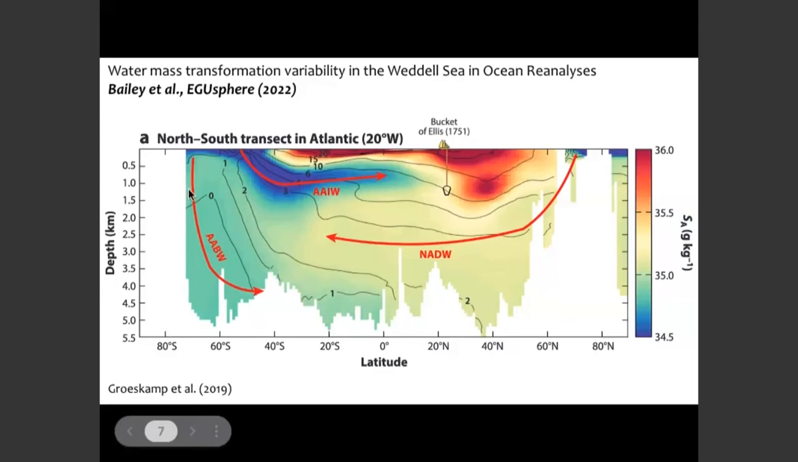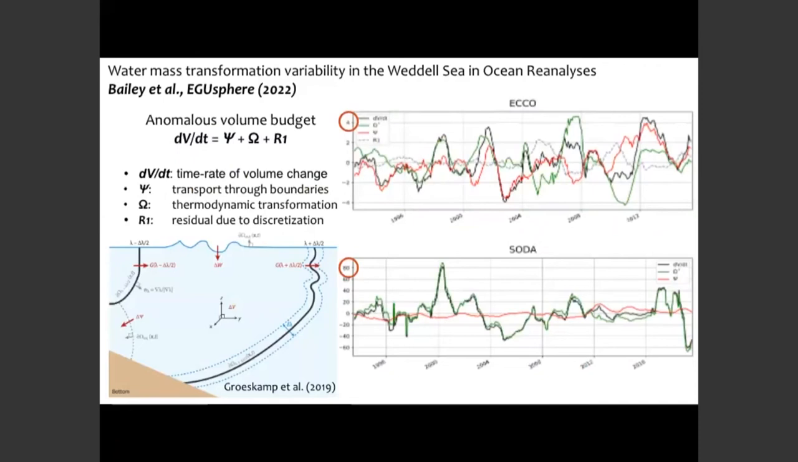And there's a framework for doing this that basically goes back to Walin, 1982. So this transformation property, we are looking at the volume of certain water masses that are bounded by two characteristics. It could be either isotherms or density isosurfaces, depending on how you do the water mass transformation. And you want to know how this volume of water changes in time.